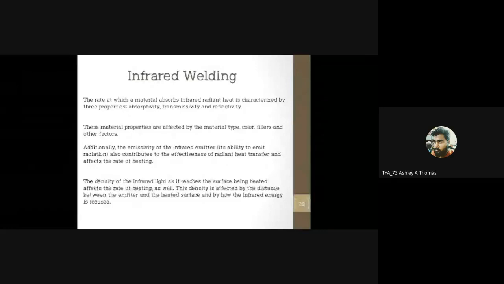Additionally, the emissivity of the infrared emitter is also important. Emissivity means the ability to emit radiation. The more the emissivity, the more the heat generation. Obviously, it does not depend only on that factor. Once the rays are emitted, how the surface responds with respect to absorptivity, transmittivity, and reflectivity is also an important factor. The density of infrared light as it reaches the surface being heated affects the rate of heating. This density is affected by the distance between the emitter and the heated surface.